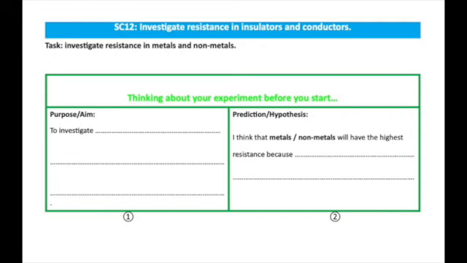Okay, so looking at SC12, our aim is to investigate resistance in metals and non-metals, or conductors and insulators. So I'd like you to start by writing in your purpose or aim and then going on to your prediction and hypothesis. So pause here and fill in those, please.